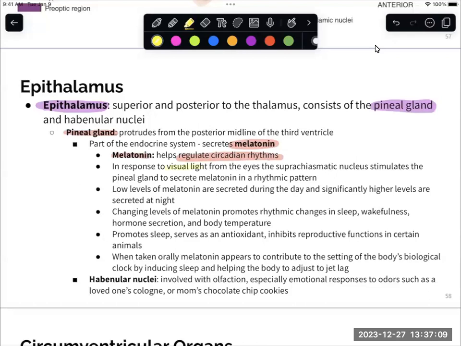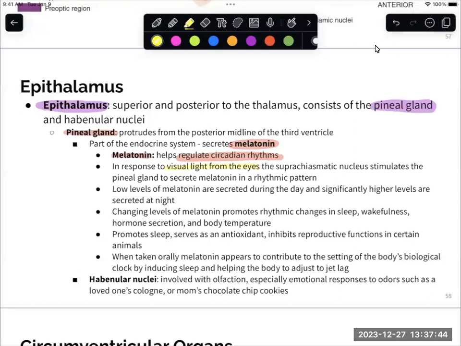So, in response to light, it stimulates the pineal gland to secrete melatonin. Low levels of melatonin are always secreted. At night, when it's dark, a significantly higher amount of melatonin gets released. That change in the melatonin being secreted can change your sleep pattern, can wake you up.